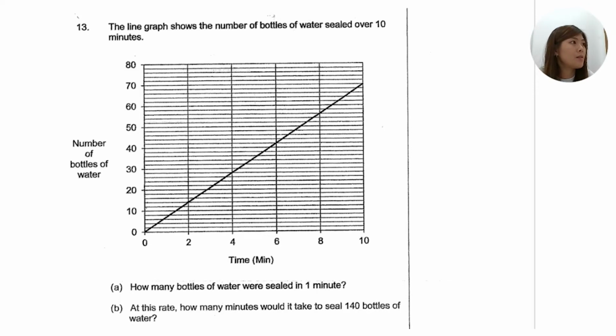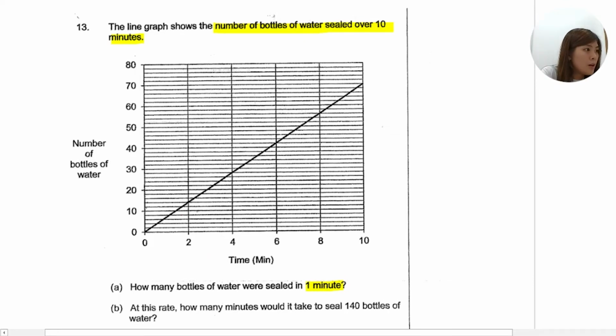Okay, so for question 13, the diagram shows the number of bottles of water sealed over 10 minutes. So 13 part A, how many bottles of water were sealed in 1 minute? Okay, so to do this, first we can take a look at this graph. So at 1 minute, 1 minute is somewhere here, right? 1 minute is somewhere here. Okay. So if you look at 2 minutes, right, which is here.